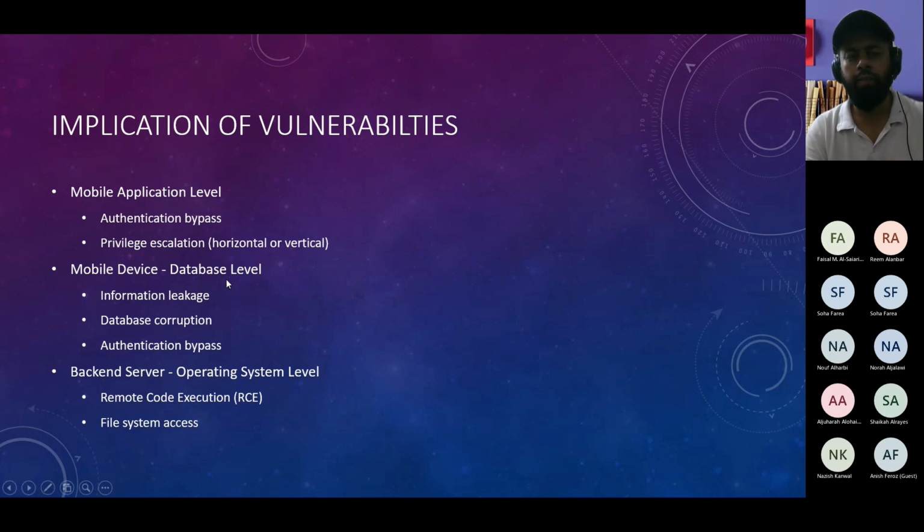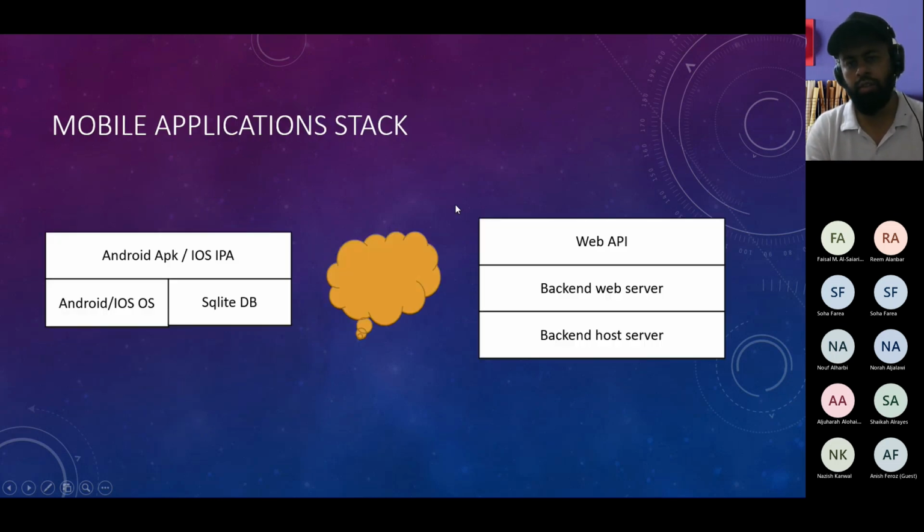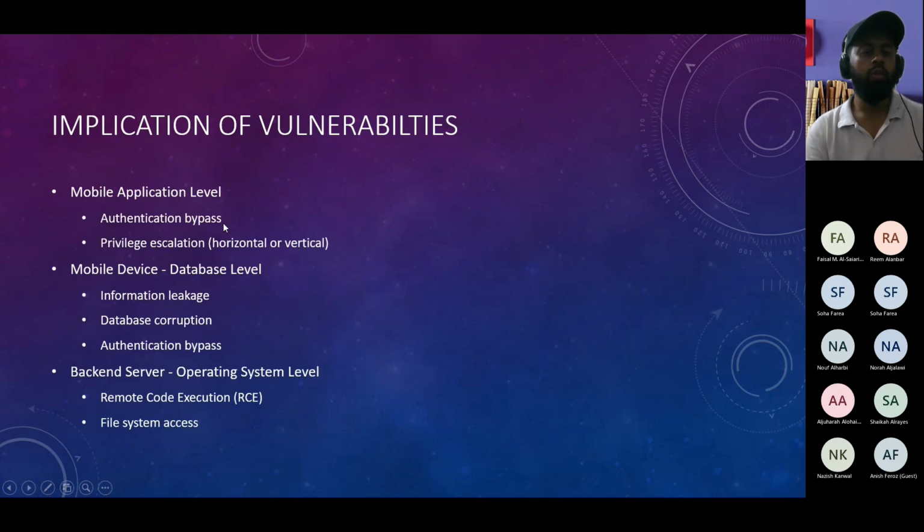So at the database level there could be different implications, and at the application level there could be different implications. And the backend server is the same. If there is a vulnerability in the web application, it could be possible that the backend server could be compromised. We can get remote code execution, we can get file system access.